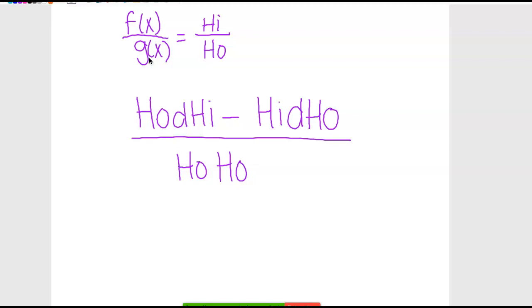So again, you need to get that in your head as you're saying this. You're going to be like, HODHI, derivative of, so it's HODHI, bottom derivative of top, minus HIdHO, top derivative of bottom. So the D stands for derivative. D stands for derivative. HODHI minus HIdHO all over HOHO.